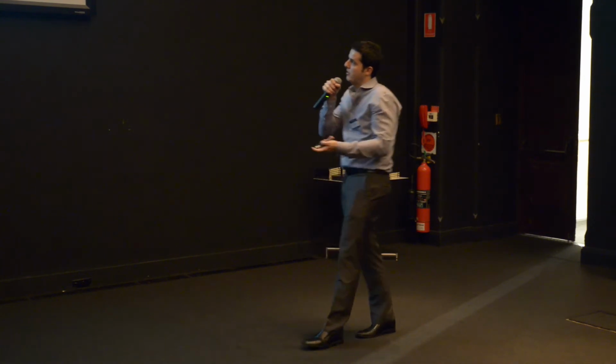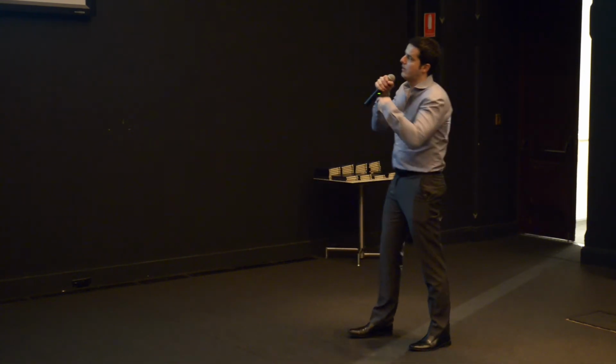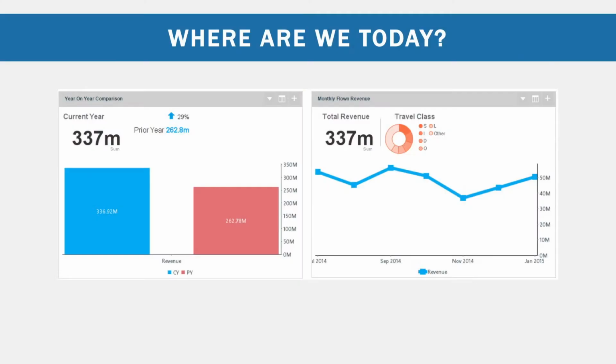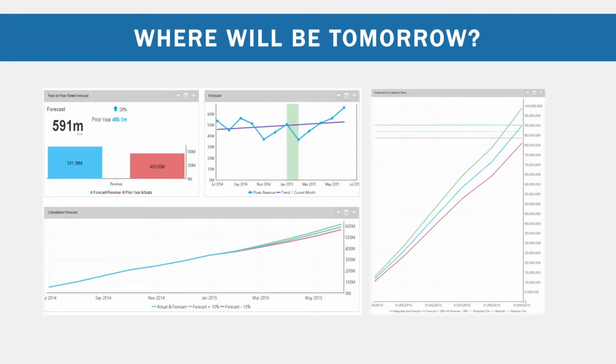And what we're essentially producing and working with is your basic where are we today, so like a historical representation of, in this case for a particular airline, we're at 337 million versus 262 million last year. Again, it's a bit hard to see on the board, but it's also where are we tomorrow, and this is where we start to get far more into the forecasting space.